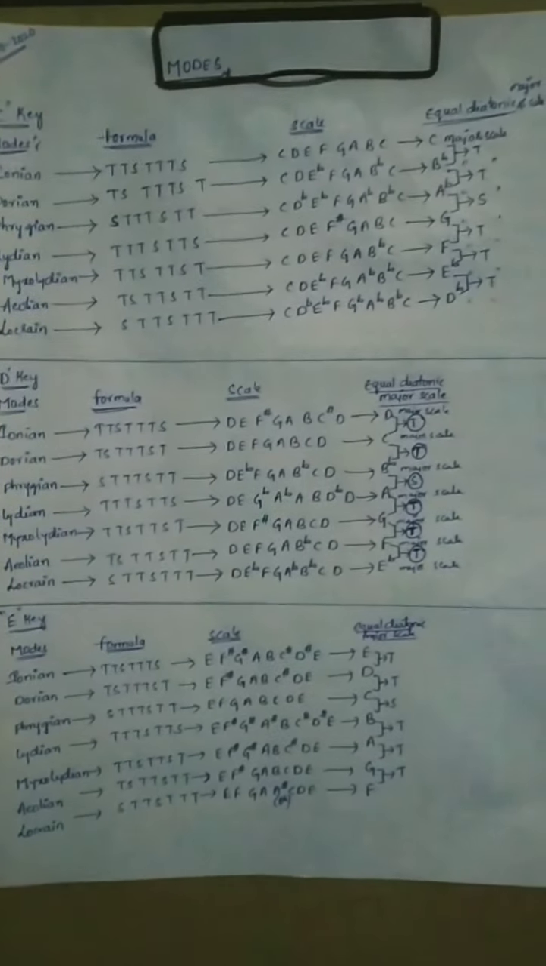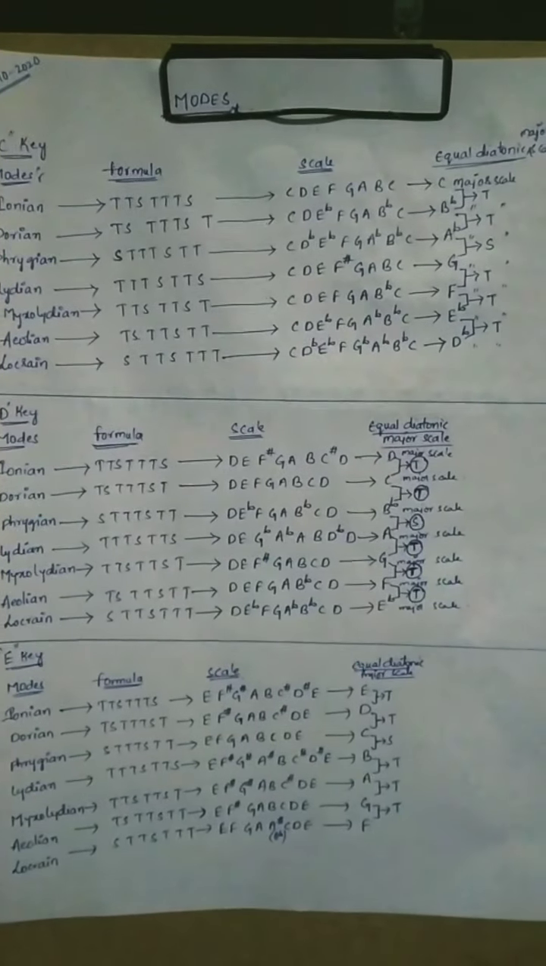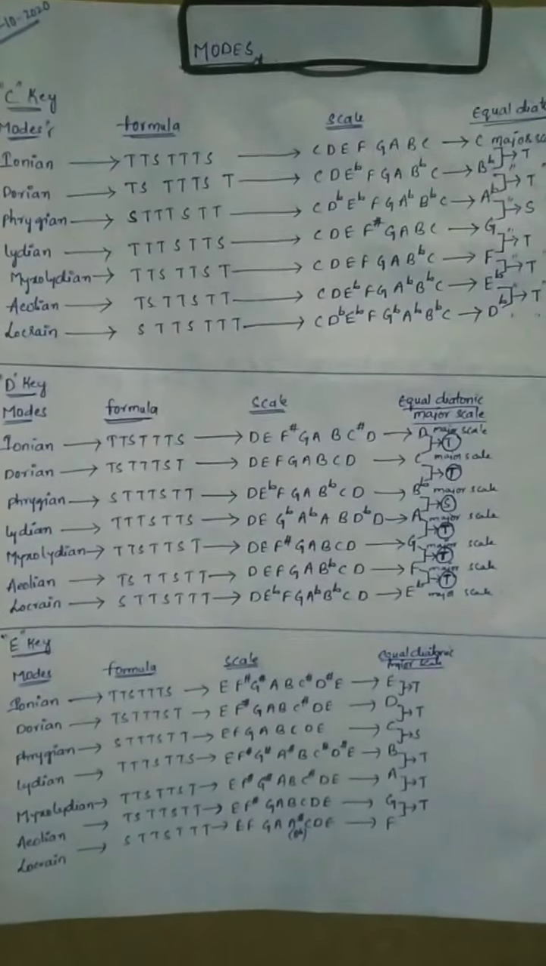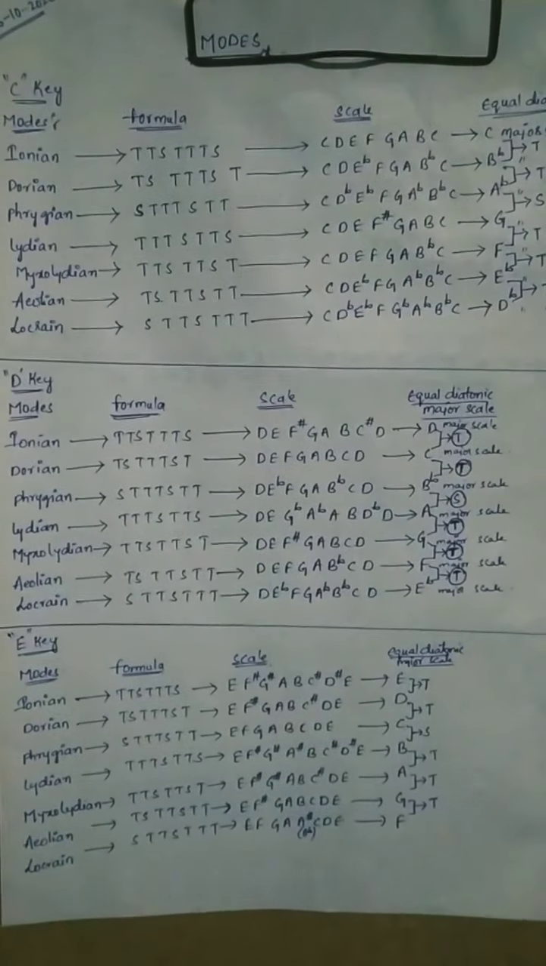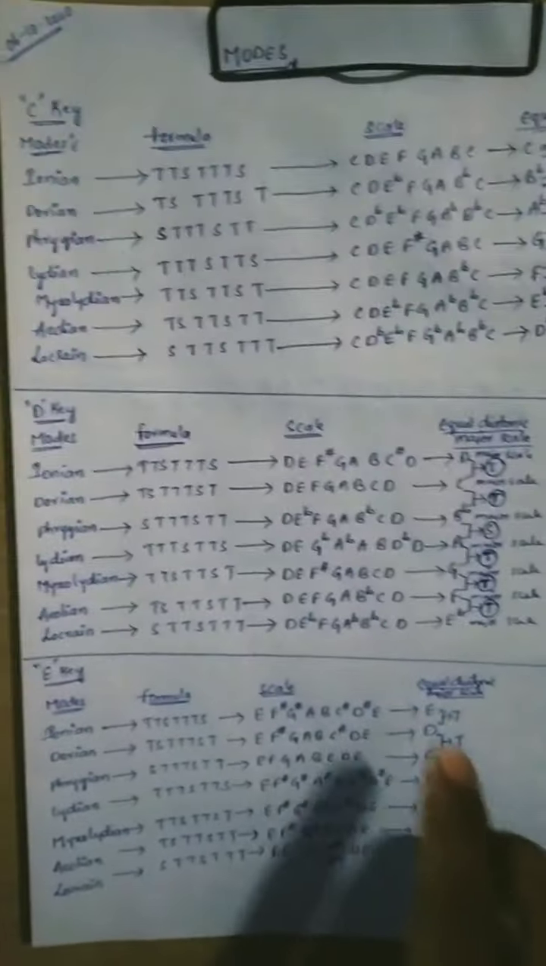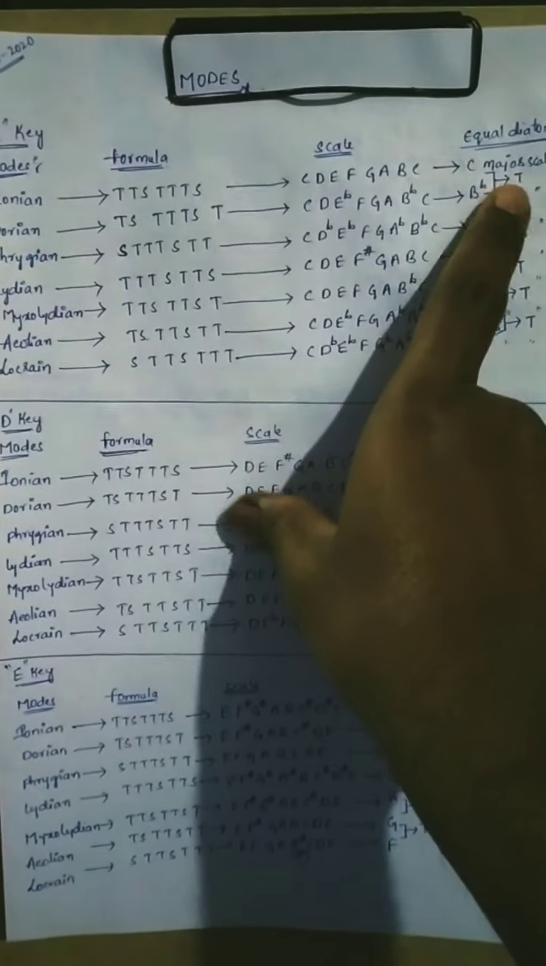Okay, then this is like I have done C D E F, the modes of C D E F scale chart. So when we go to the modes of C key, we get the formula of Ionian: tone tone semitone tone tone tone semitone. It's actually the formula of major key. So when we apply this formula to the tonic C key, we get C, D, E, F, G, A, B, C major scale.